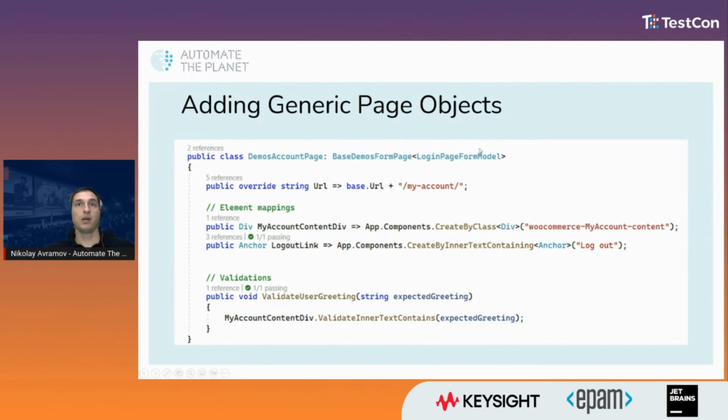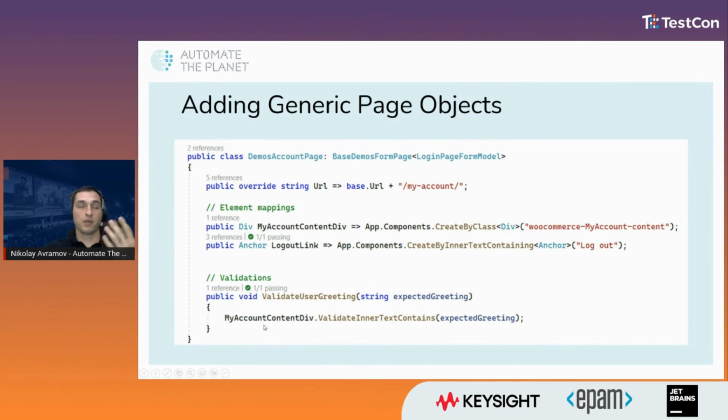The page object model is looking like that. We have the login page form model here set as generic parameter. We have the overridden URL, and you can see that the two mappings that we had initially for the username and password are missing. They're part of this. This doesn't mean that we don't have any element mappings, but we only keep the maps that are specific for the page and are not part of the form. In this case, this is the greeting, content div, and the logout link. So we still keep this, but a big part of the element maps are moved to these models.